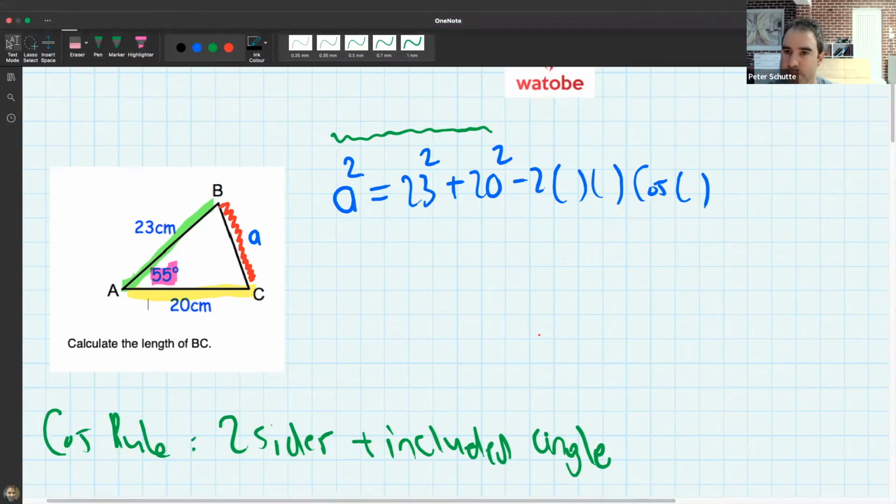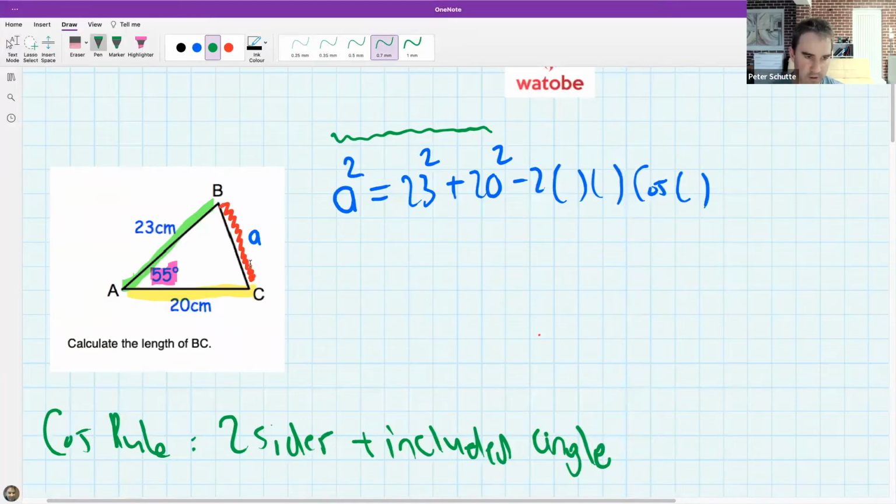Oh, my colors just changed. There we go. So I have two sides and an included angle, and I want to find the third side. I write out the first part that looks a bit like Pythagoras, and then the second part: minus 2 times the length of the one side I know, times the length of the other side that I know, times the cos of the angle in between those two sides, which is 55.